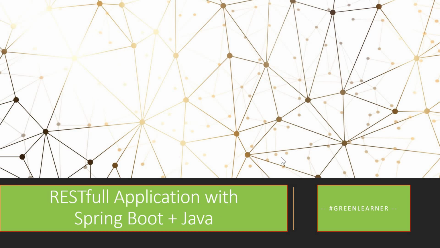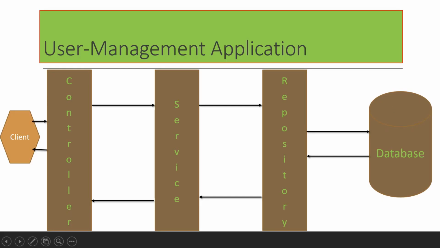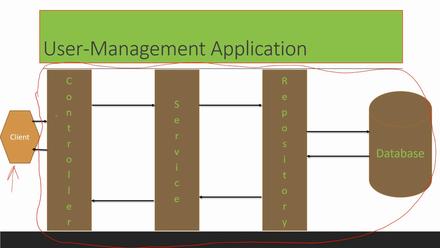So let's see what we are going to make. For this we are going to make a simple user management application. So this is the client which will make the request to the application. The whole part, the blocks that you are seeing, is part of the application. This is making the request and our application is divided into different layers. First is controller, second is service, and third is repository.